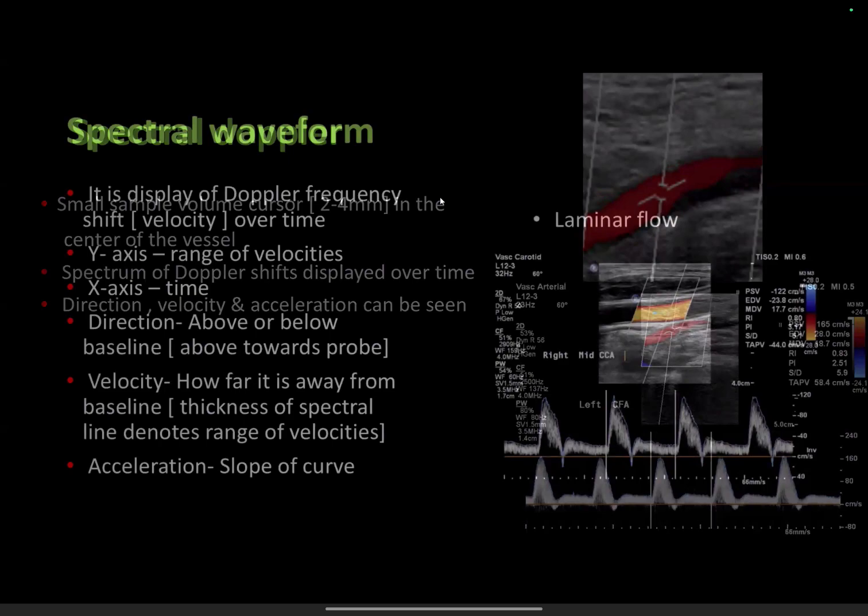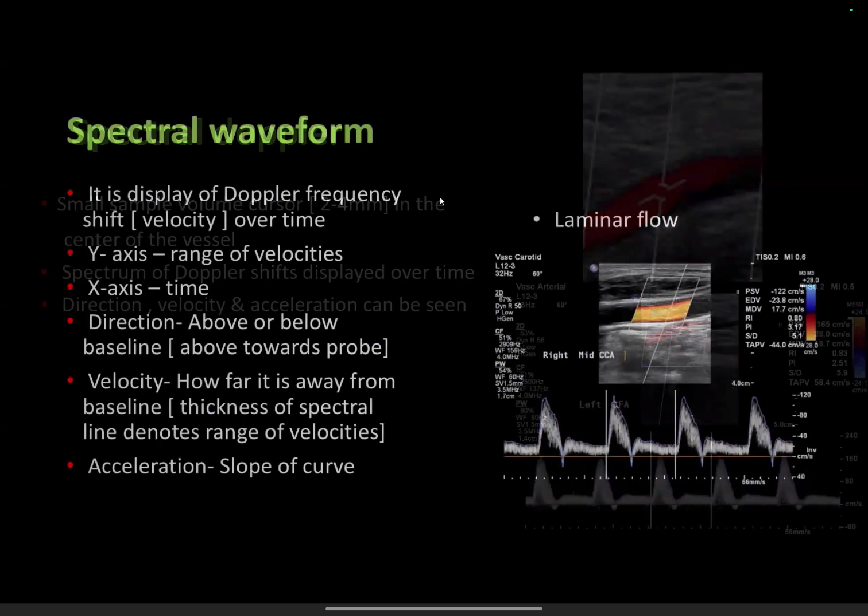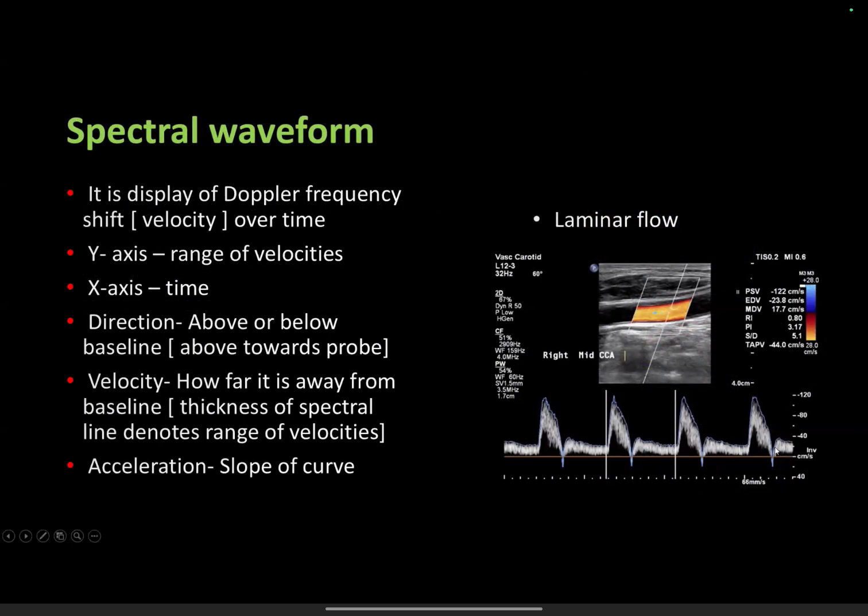So basically, the waveform is a display of Doppler frequency shift, velocity over time. This is the time, the zero axis. The y axis is the velocity displayed in various phases of the cardiac cycle. And the direction above the baseline is towards the probe, and any reflection of the spectrum below is indicative of the negative direction or the opposite direction. And the acceleration is a slope, and this is the peak systole.